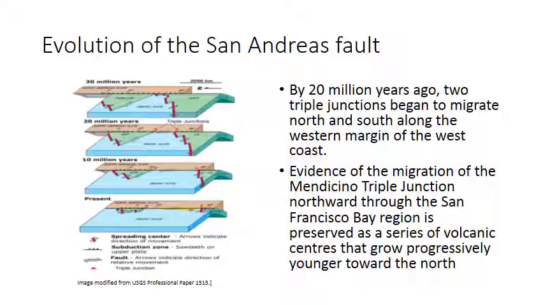And there's also evidence of the migrating triple junction heading north along the spreading center. This is a series of volcanics that young as they head north, so they're older in the south, and then as they go north they're younger and younger.